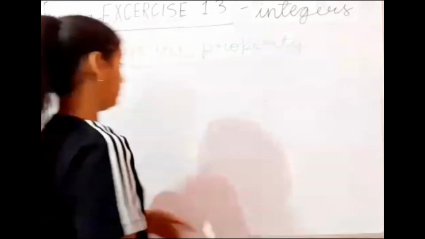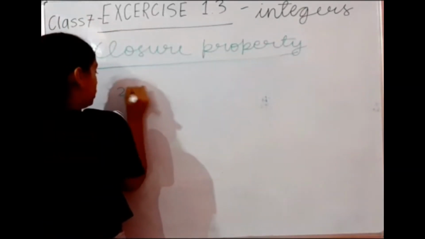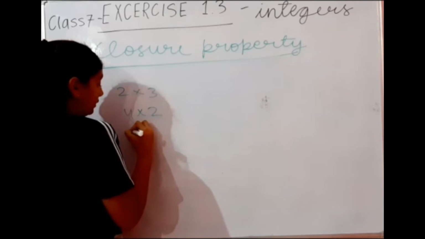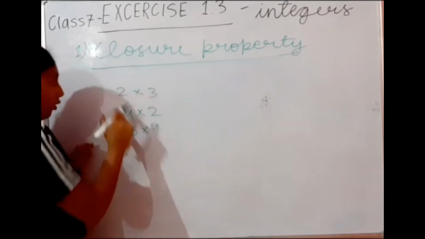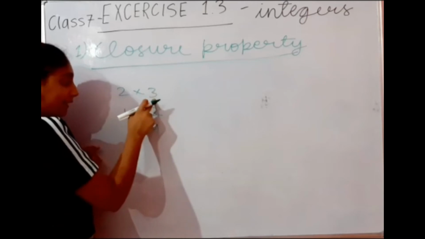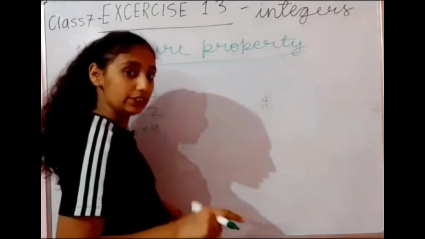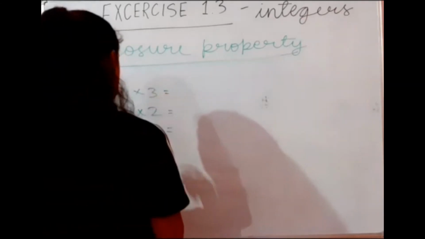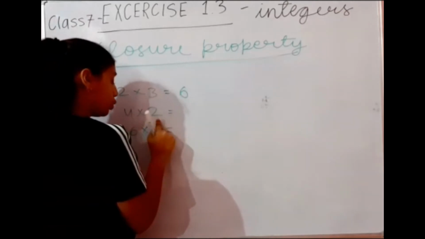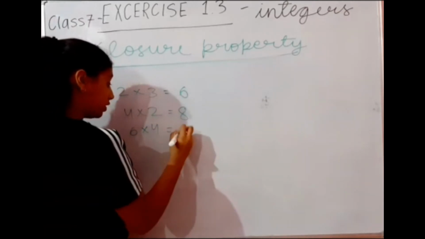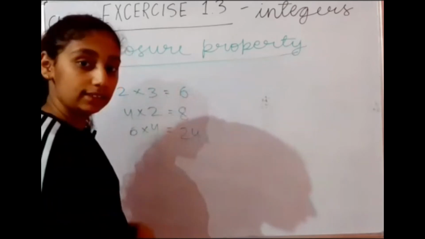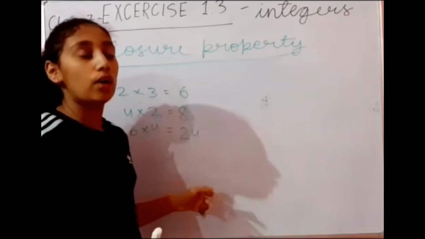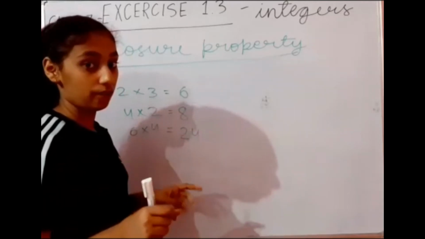So let's verify this. So for example, 2 into 3, 4 into 2 and 6 into 4. Now 2, 3, 4, 2 and 6, 4, they are all integers, right? So their answers, will they be integers? Let's see. 2 3s are 6, 4 2s are 8, 6 4s are 24. Yes. So if we multiply integers, then our answer will always come as an integer.